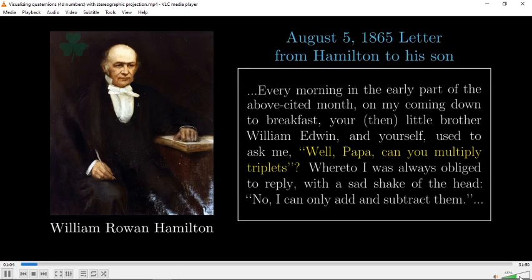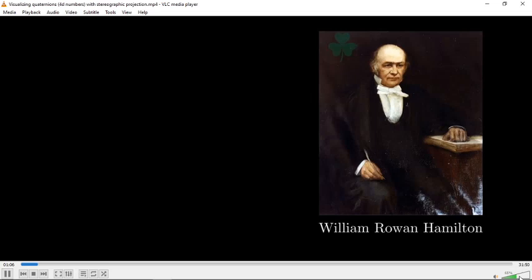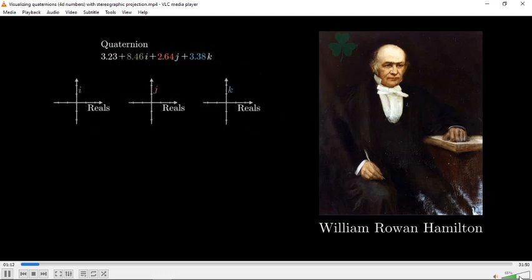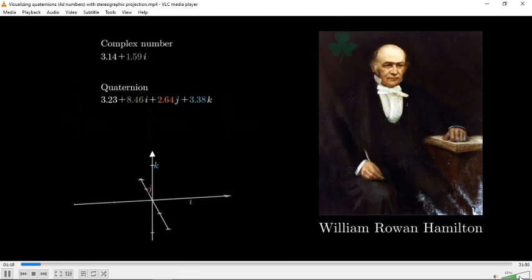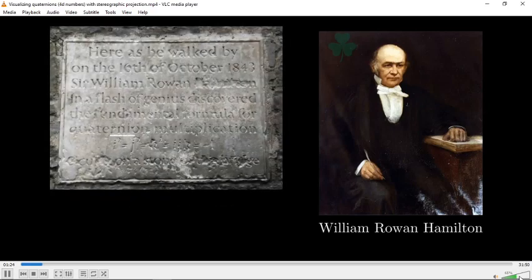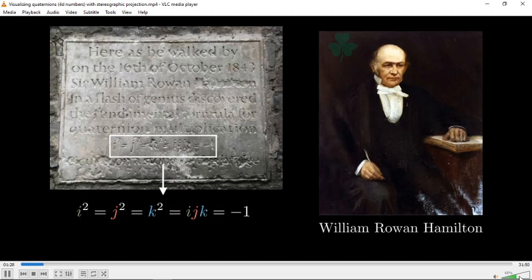But on October 16th, 1843, while crossing the Broom Bridge in Dublin, he realized, with a supposed flash of insight, that what he needed was not to add a single dimension to the complex numbers, but to add 2 more imaginary dimensions. 3 imaginary dimensions describing space, and the real numbers, sitting perpendicular to that in some kind of 4th dimension. He carved the crucial equation describing these 3 imaginary units into the bridge, which today bears a plaque in his honor showing that equation.